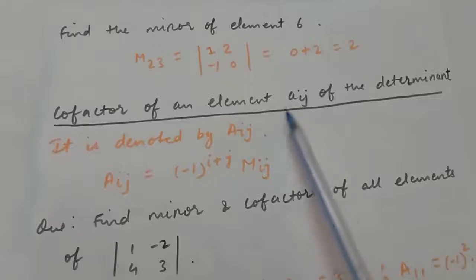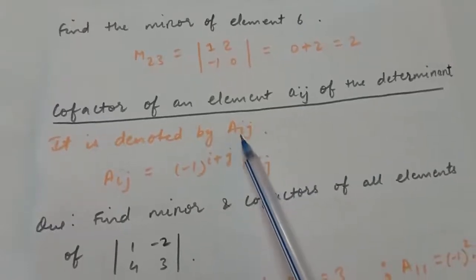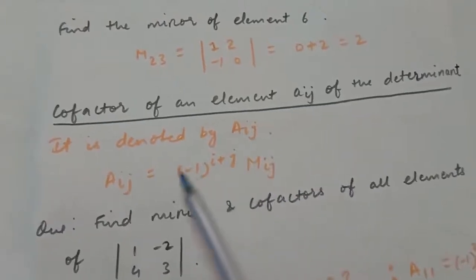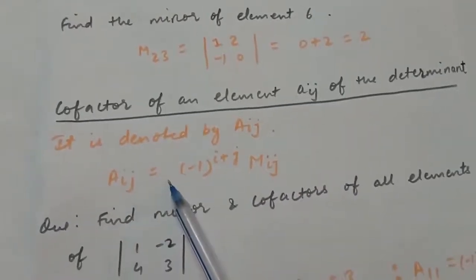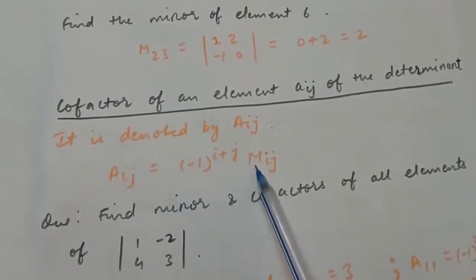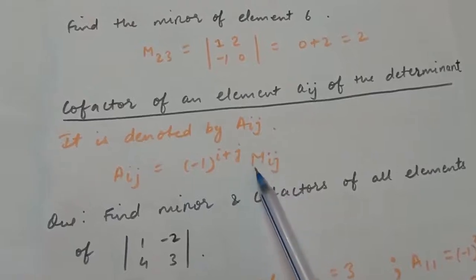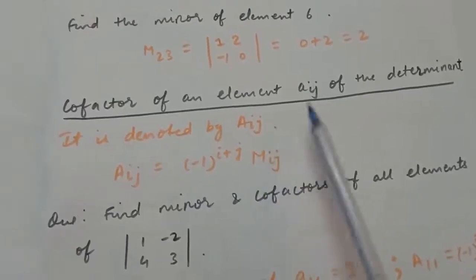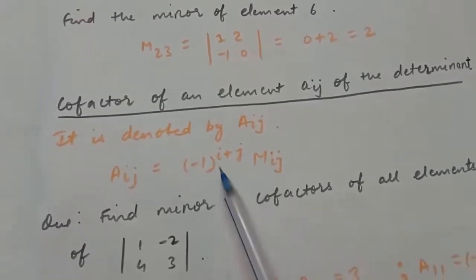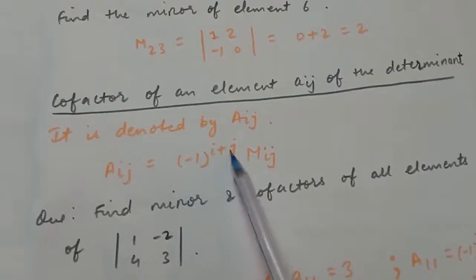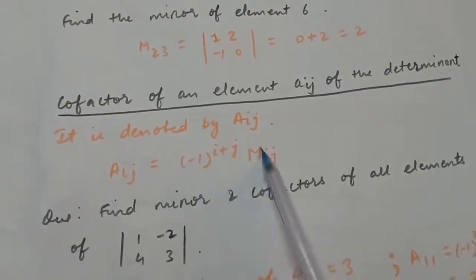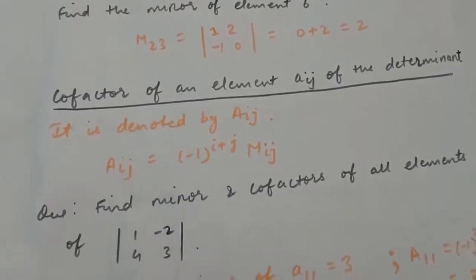Now next comes the cofactor of an element Aij of the determinant. The cofactor of an element is denoted by A and the suffixes are ij, the same as that of the element, right? Now cofactor is equal to minus 1 raised to the power i plus j into Mij, where Mij is the minor of the element Aij. When you multiply the minor with minus 1 raised to the power of the sum of the suffixes, this is known as the cofactor of the element Aij.